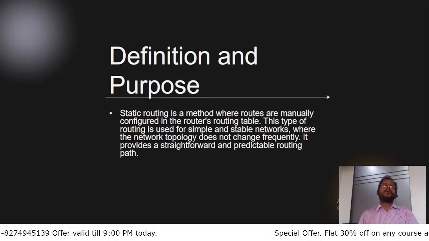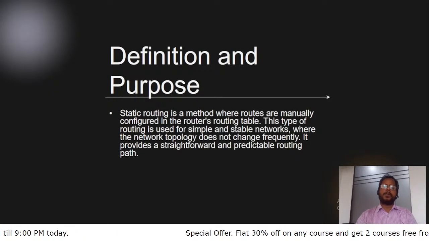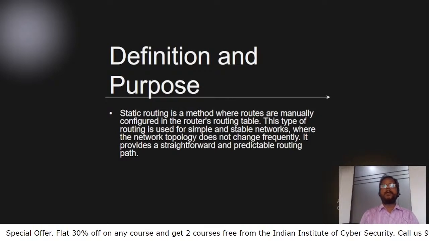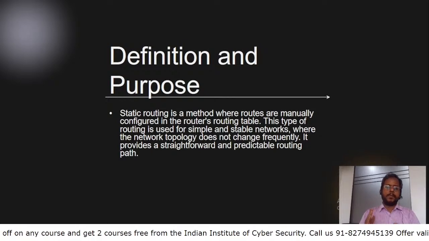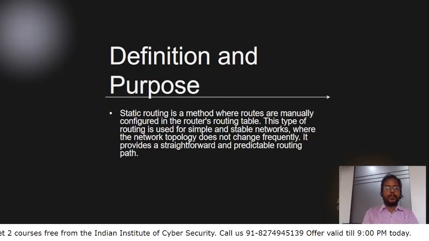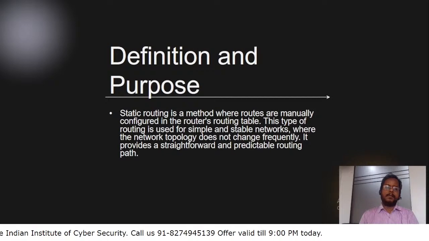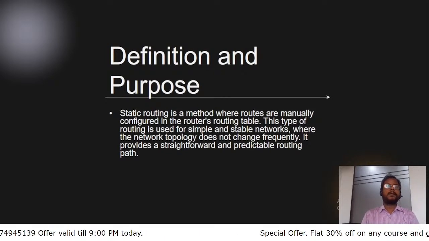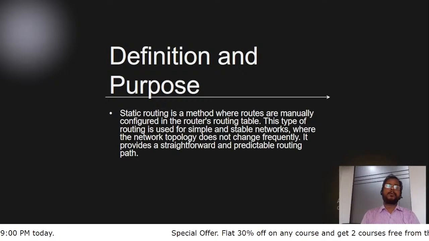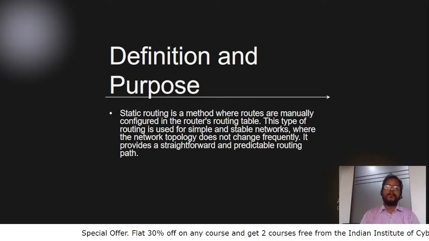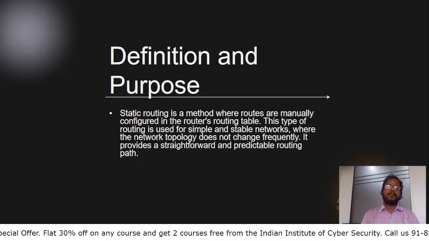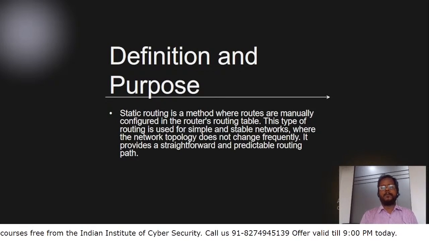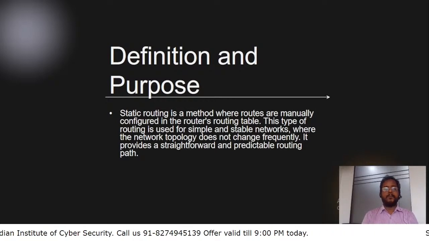So what is the definition and purpose of static routing? Static routing is a method where routes are manually configured in the router's routing table. So you are configuring the route manually from the source to the destination. It is used for simple and stable networks where the topology does not change. This is the key point: the destination network should not change much. Otherwise, you have to reconfigure the static route, and that is definitely a troublesome process, because if there are too many static routes, you have to remove them and configure them again. That would be very challenging for you.